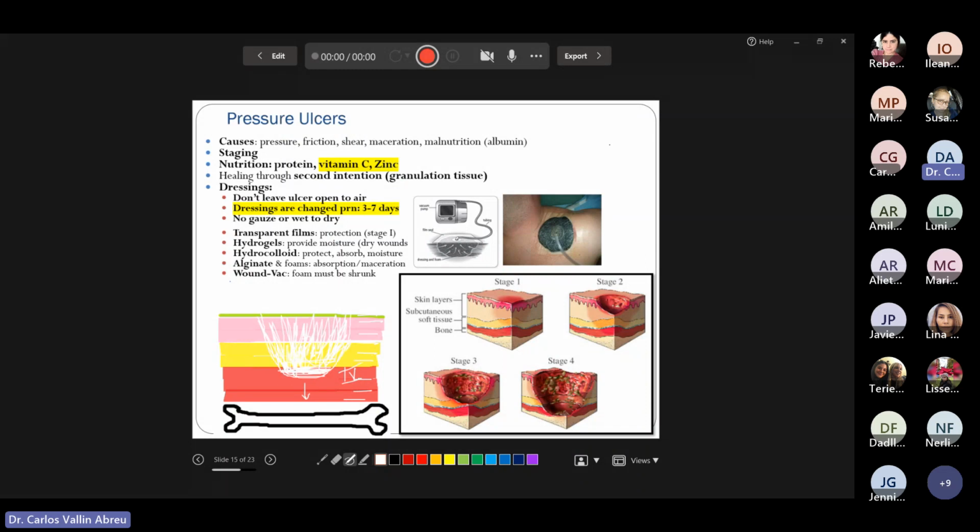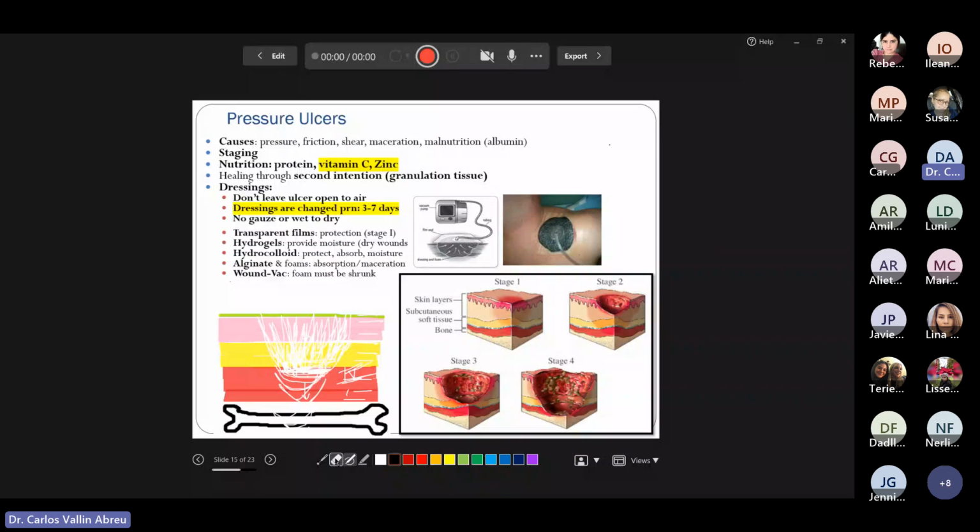Once the wound reaches the muscle, it is a stage 4. Of course, from there it can reach not only the bone, it can reach even further. But it's still a stage 4, stage 4. There is no more than a stage 4.